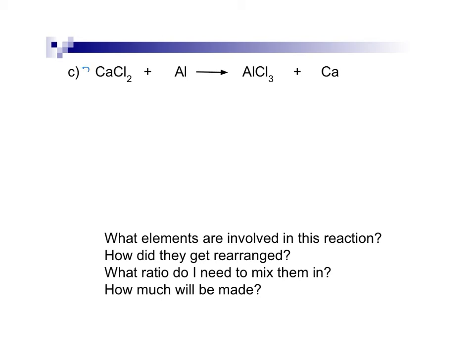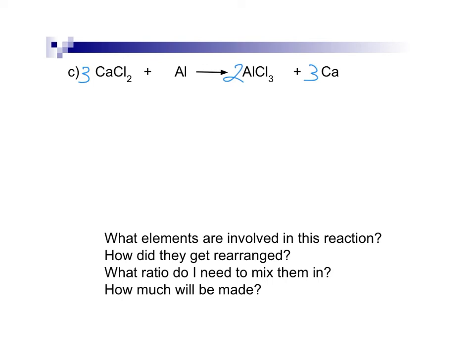So if I put a 3 in front of my CaCl2, this will give me 3 times 2, or 6 chlorines. If I put a 2 in front of my AlCl3, this will give me 2 times 3, or 6 chlorines. Now my chlorines are balanced. But you notice that messed up my Cas. Here I have 3 Cas on the left, so I need to put a 3 there to give me 3 Cas on the right.